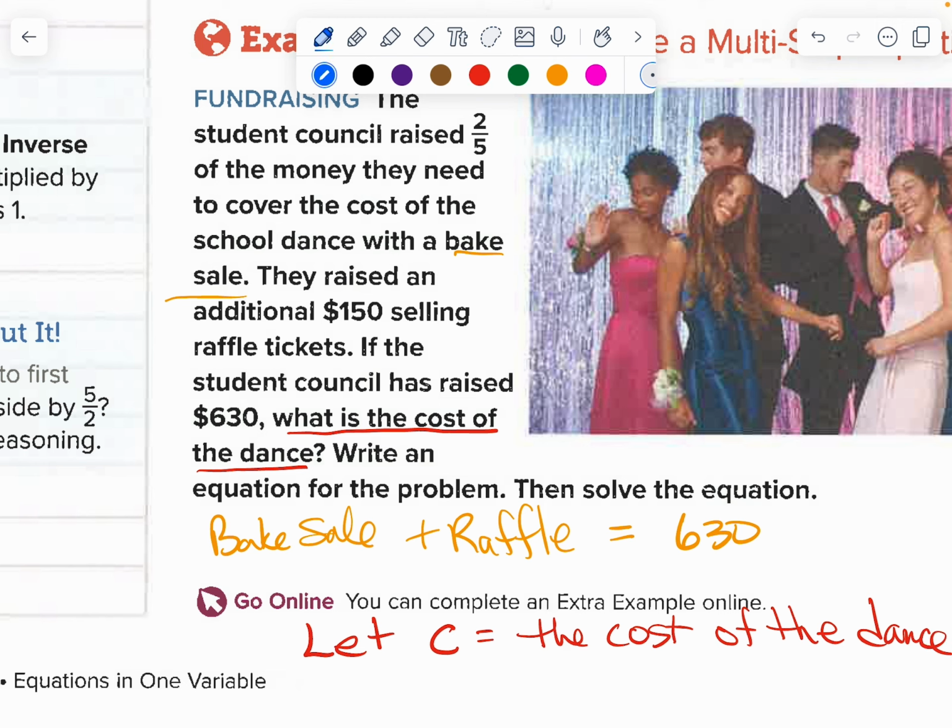Then what do we know? This says 2/3 of the money they needed. Didn't we say that's multiplication? So 2/3 of the cost of the school dance, C. And then that was from the bake sale, right? With the bake sale. Then they raised an additional $150 selling raffle tickets.